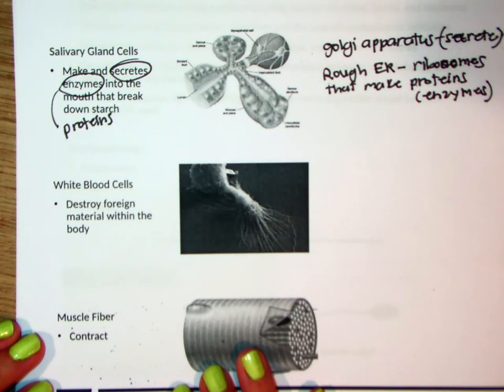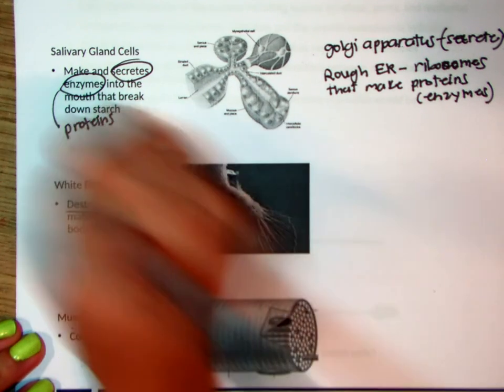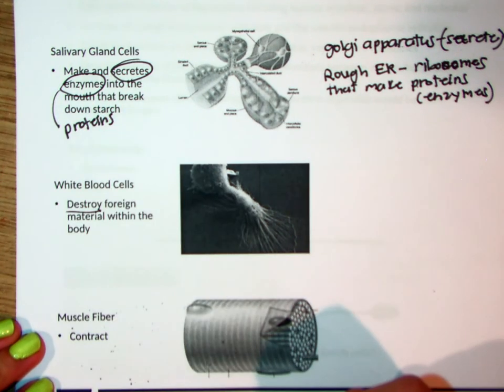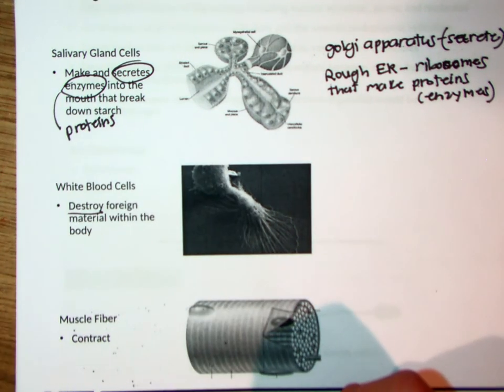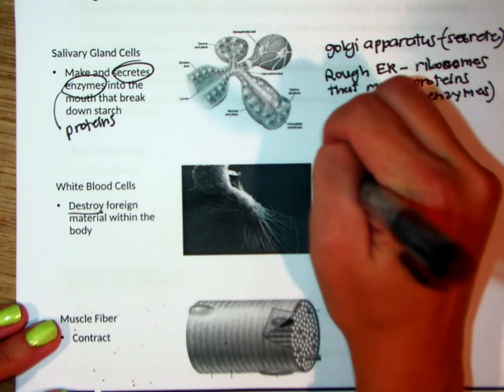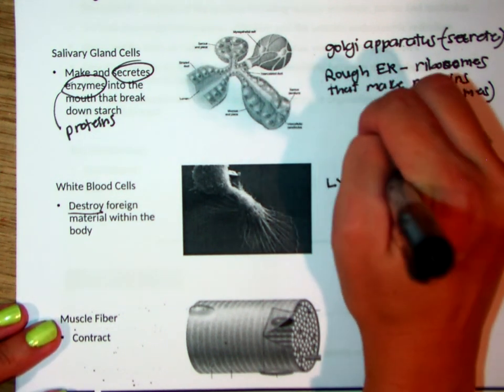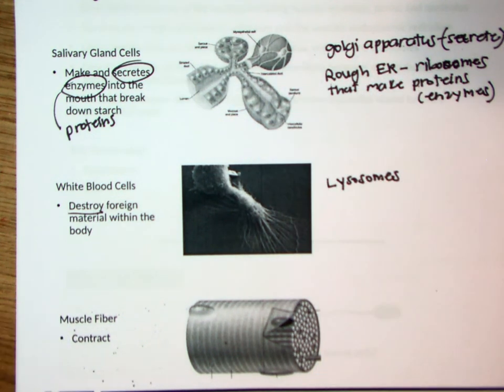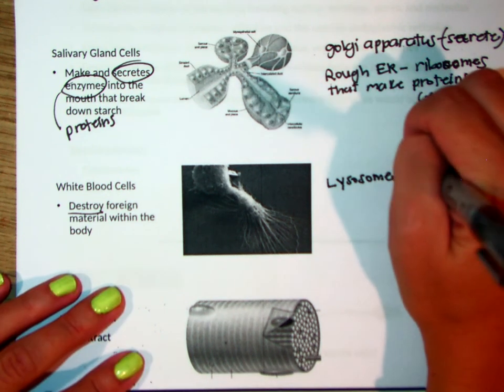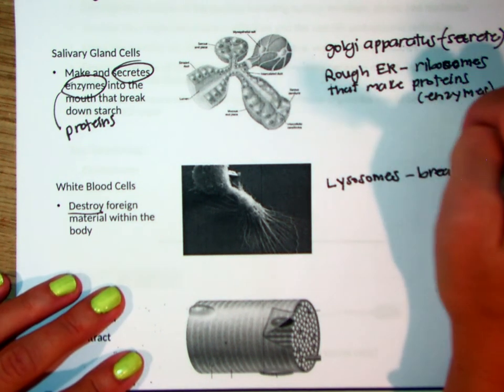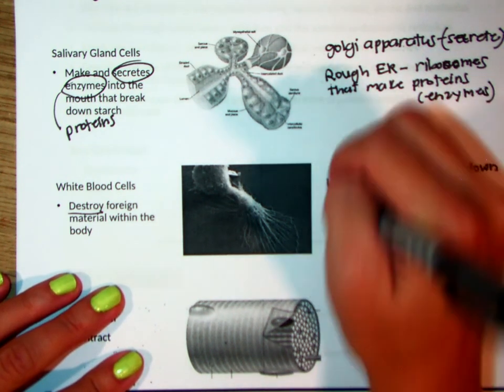Alright, next up, white blood cells. They destroy foreign material within the body. So, one keyword is destroy. So remember the cleaner uppers of the cell, the Lysols of the cell, are the lysosomes. They're going to break down foreign material, which is pretty important in immunity.